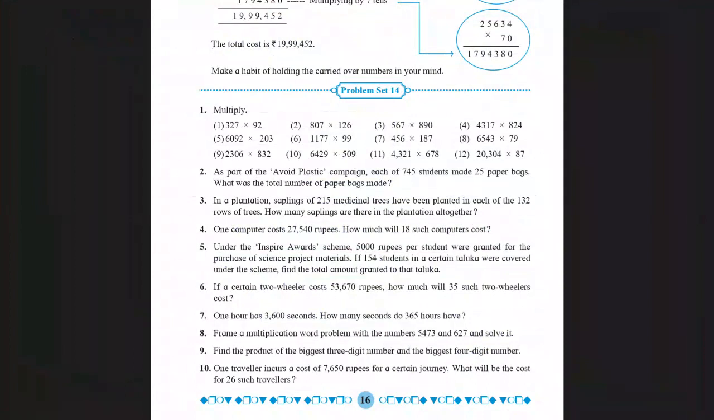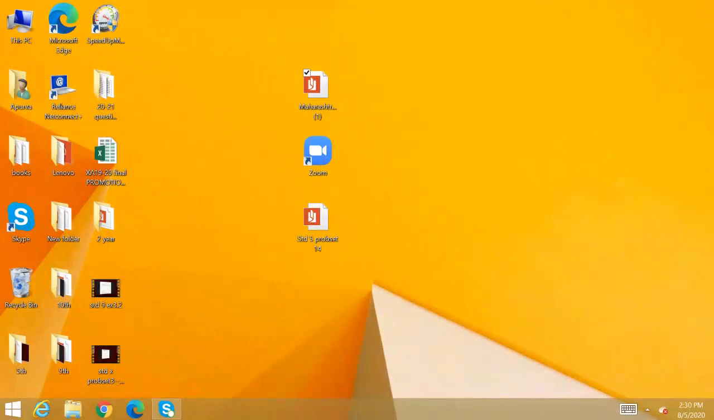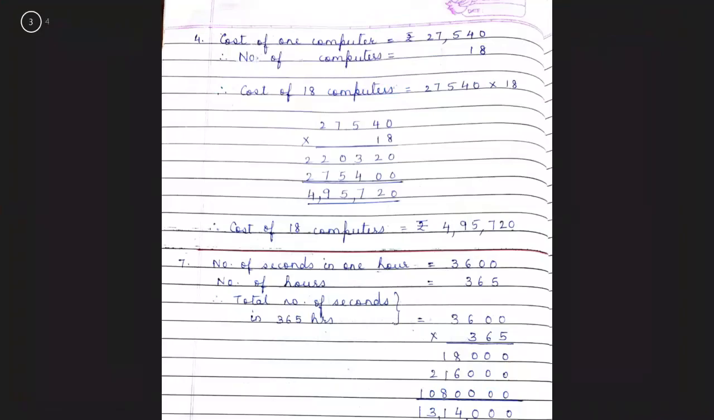One computer costs 27,540 rupees. How much will 18 such computers cost? So cost of one computer equals rupees 27,540. Number of computers is 18. So what is the total cost of 18 computers?